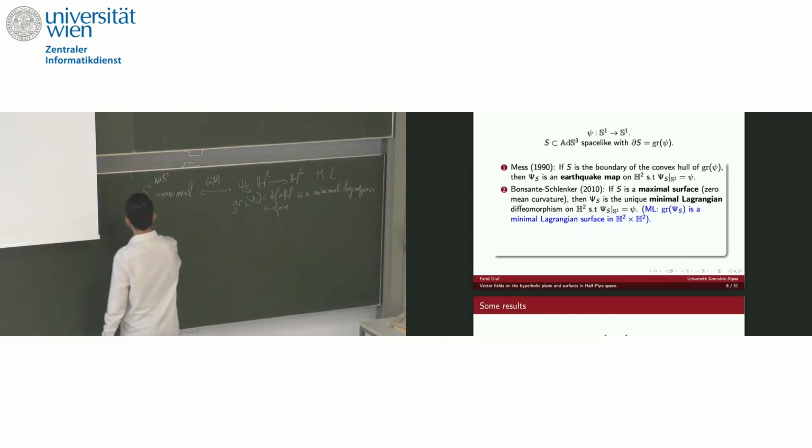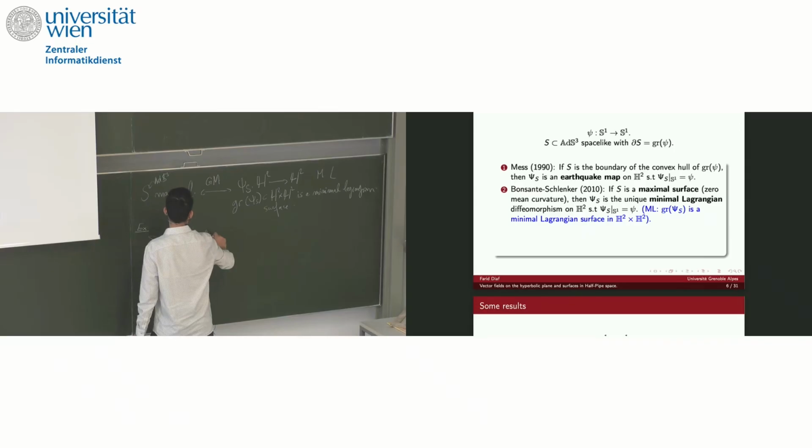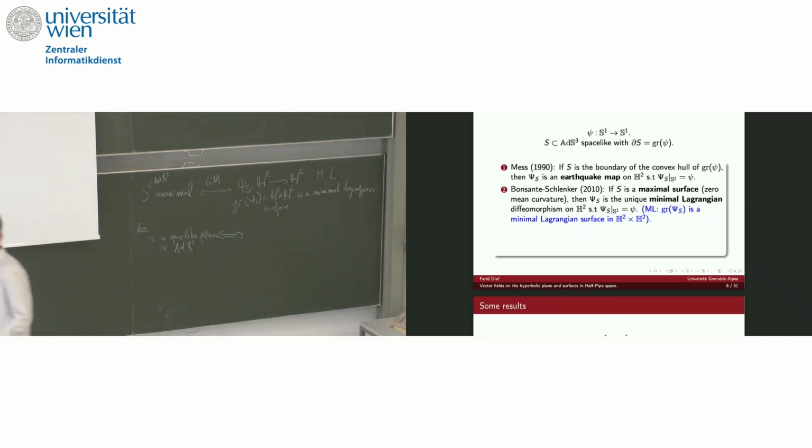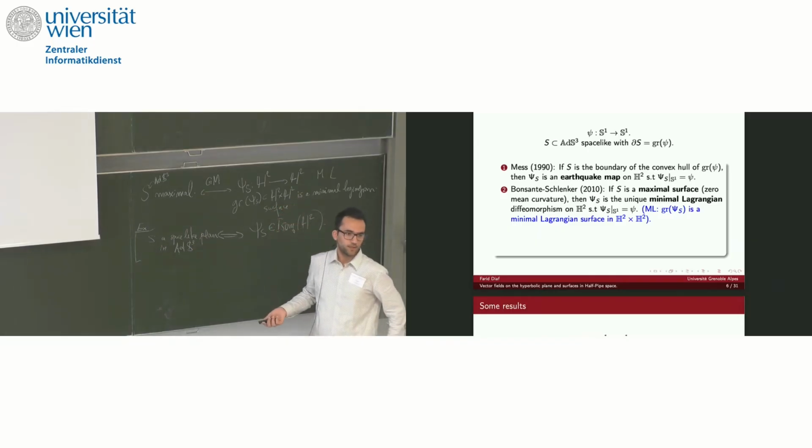As an example, if you take S space-like in ADS3, we imagine the most tautological maximal surface, which is a plane, a totally geodesic plane like this. And what we get is that psi-S is in fact an isometry of H2. We can somehow visualize the isometry of the hyperbolic plane by a plane in our space. And this actually is an important example in our construction later. And of course, if we take an isometry, the graph of the isometry is minimal Lagrangian.